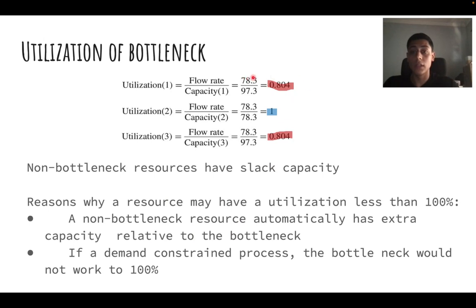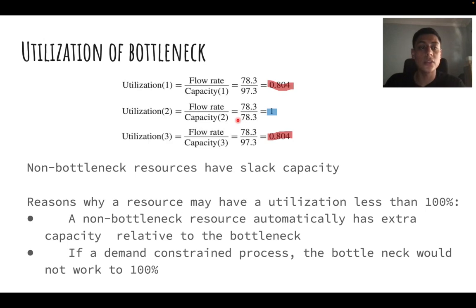So, again, we take the max capacity that they can all handle, which would be 78.3 because of the second employee. That's as much as they can handle. That's the max capacity. And if you divide that by 97.3, they're of course going to have some slack because they can never work to their full capacity due to the second employee holding them back, which would make them a non-bottleneck resource. Now, in the case of a demand-constrained process, even the bottleneck would not be working at 100%.